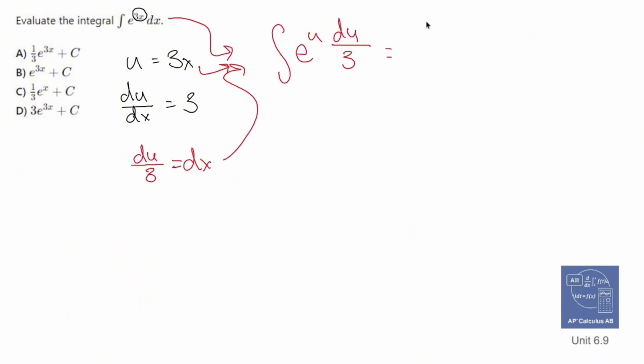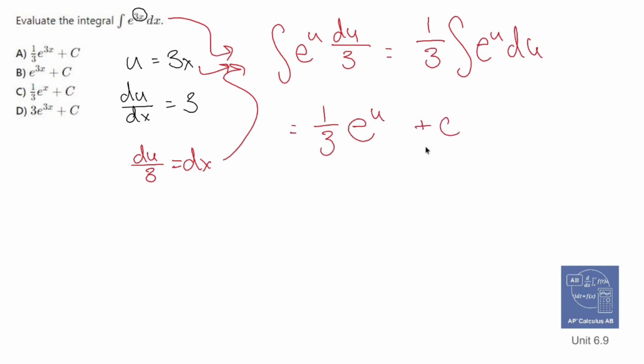If I wanted to, I can rip out a 1/3, so I have the integral of e to the u du. The integral of e to the u is just e to the u, so 1/3 e to the u. Don't forget your arbitrary c, that's got to linger there. And I'm not going to circle this because u is not in the original problem. So I have to bring back the fact that I called u 3x. So this becomes 1/3 e to the 3x plus c, which is going to be a.